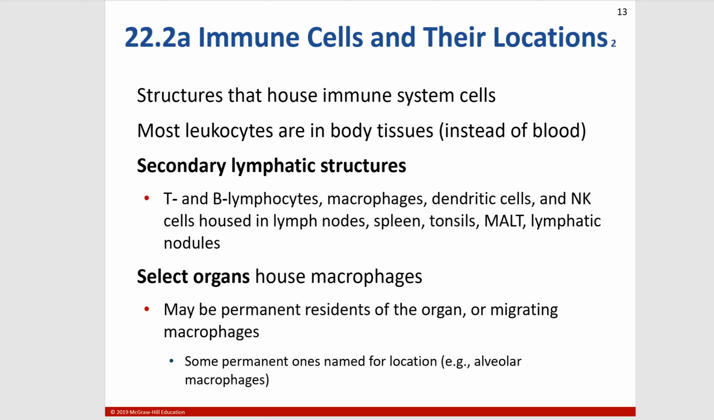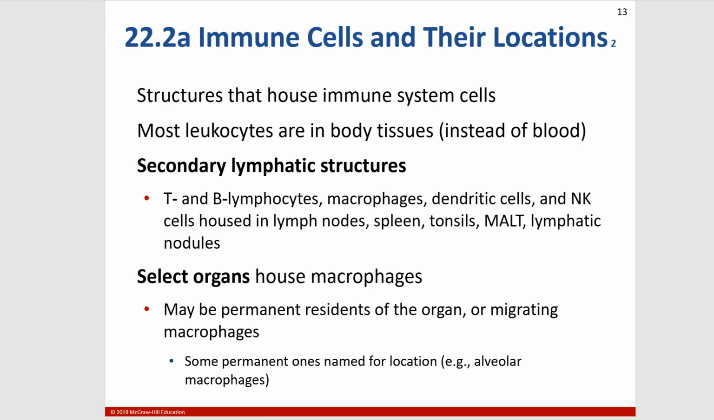We talked a little bit about the secondary and primary lymphatic structures in the last chapter. The secondary lymphatic structures house the T and B lymphocytes, macrophages, dendritic cells, and natural killer cells. You find these in the lymph nodes, spleen, tonsils, MALT, and lymphatic nodules. The nodules we find in the lymph nodes, the MALT, and the tonsils. They're not really nodules in the spleen, though. The T and B cells there are not in nodules, but in all the other lymphatic tissues they are.